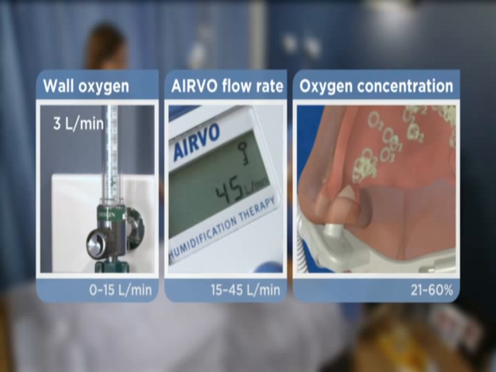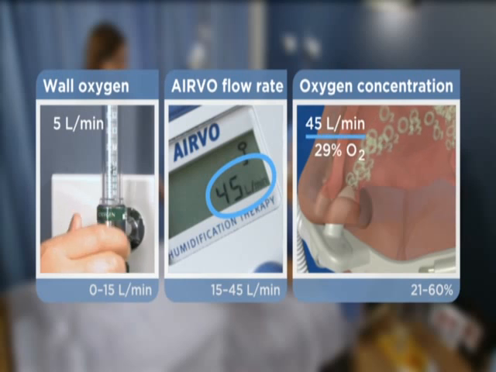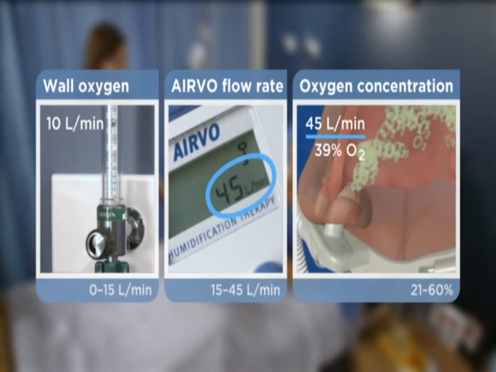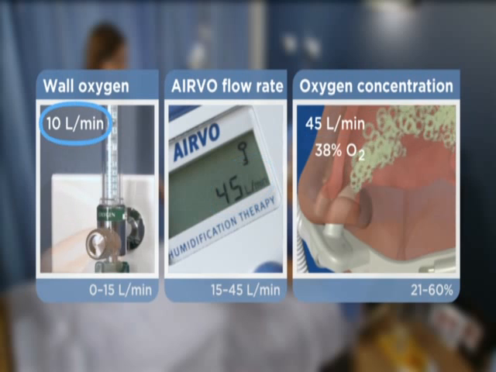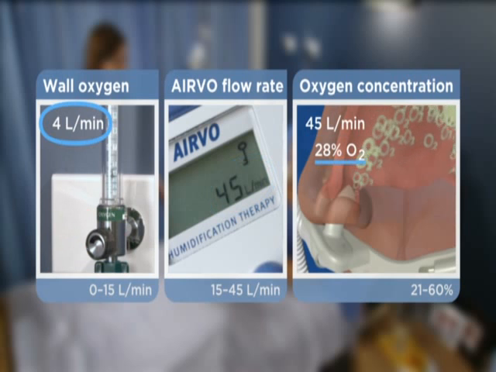So, if the AIRVO flow rate is 45 litres per minute, the patient will receive respiratory gas at 45 litres per minute, whether the oxygen flow is 5, 10 or 15 litres per minute. Altering the oxygen flow rate only changes the concentration of oxygen in the respiratory gas.